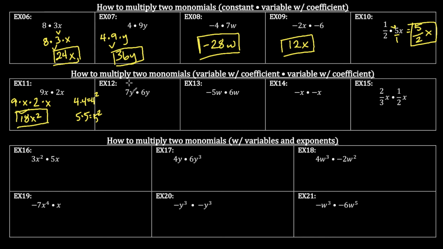Try it again. 7y times 6y. 7 times 6 is 42. Y times y can be represented as y to the second power. -5w times 6w. Negative times a positive is a negative. 5 times 6 is 30. W times w is w to the second power.